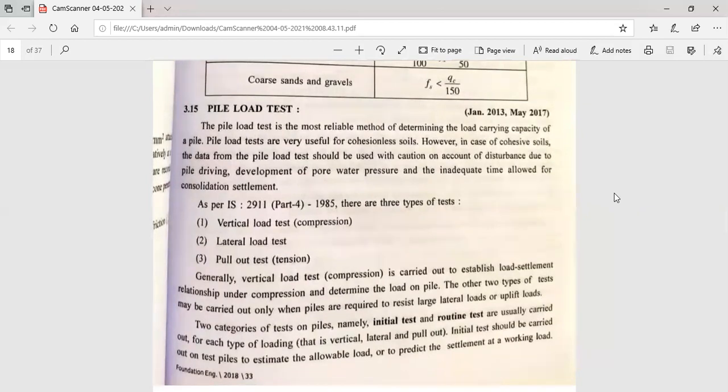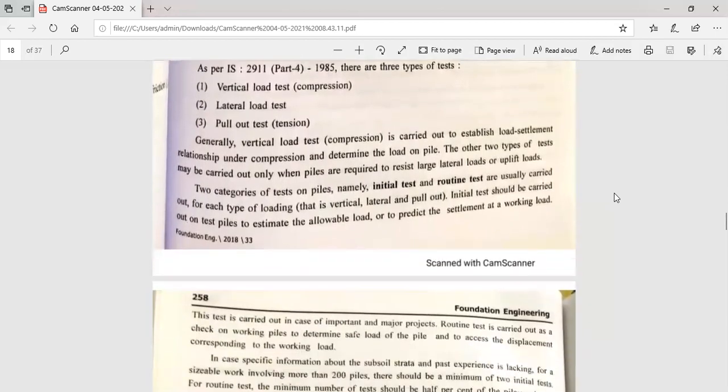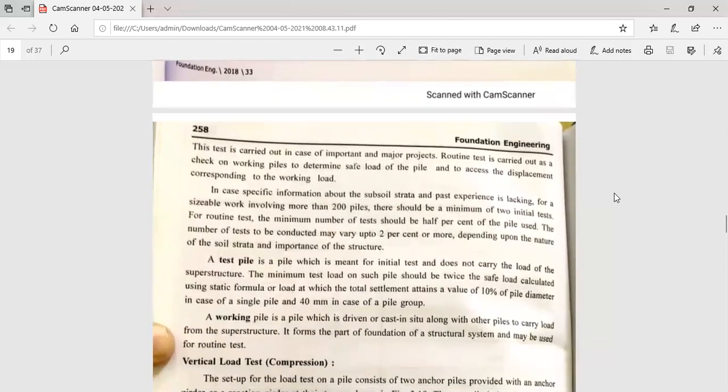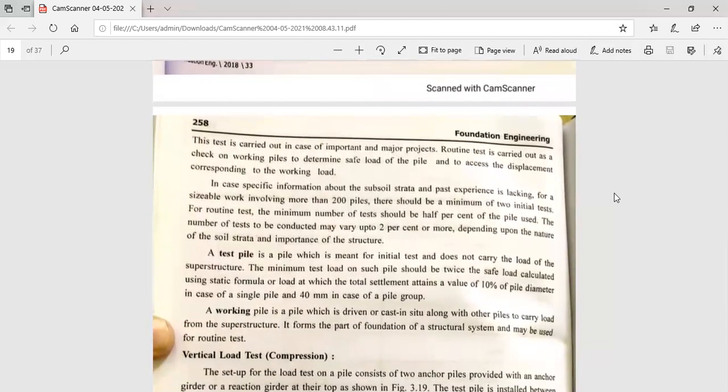The two categories of test on piles, namely the initial test and the routine test, are usually carried out for each type of loading. An initial test should be carried out on a test pile to estimate the allowable load or to predict the settlement at a working load. This test is carried out in the case of important and major projects. A routine test is carried out as a check on working piles to determine the safe load of the pile and to assess the displacement corresponding to the working load.